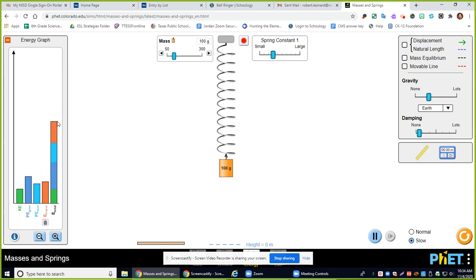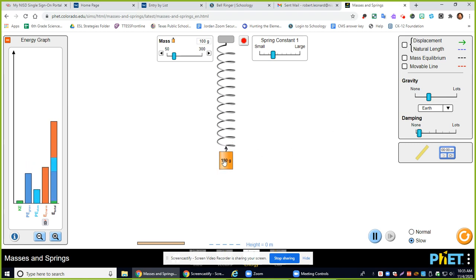But if you notice, does the total energy change? No, because remember, law of conservation of energy. Energy cannot be created or destroyed. It just changes from one form to another. In this case, gravitational, potential, elastic, and heat. And the red one is heat.